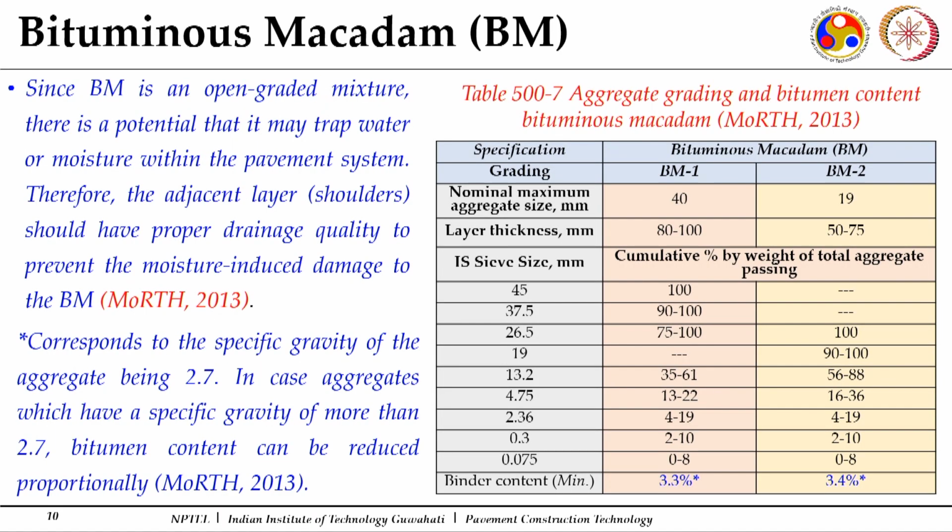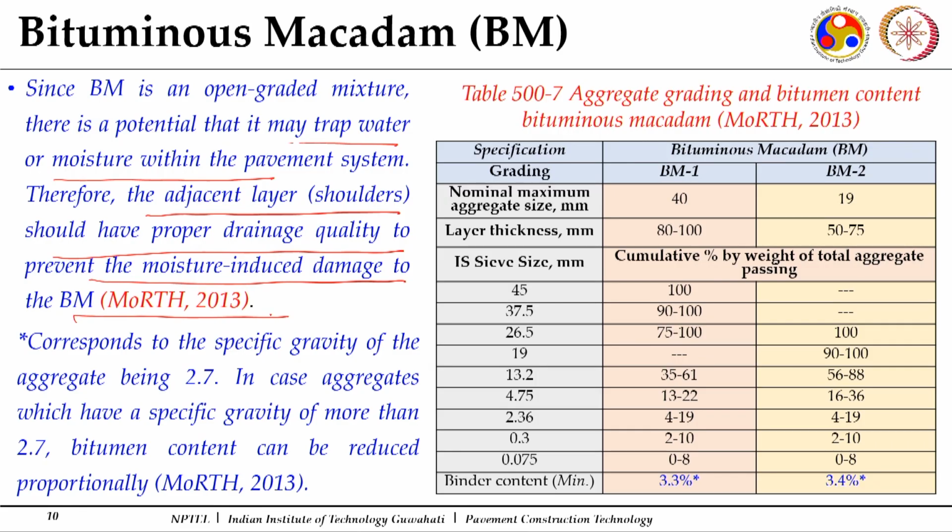Gradations have been specified for bituminous macadam also: what gradations can preferably be used, what sizes. Being open graded, there is a potential that it may trap water or moisture within the pavement system. It is mentioned in the MoRTH specifications also. Therefore, adjacent layers should have proper drainage quality to prevent moisture induced damage to the pavement. This needs to be properly taken care of in the field during construction of bituminous macadam. Now here you can see why a recipe mix is given.